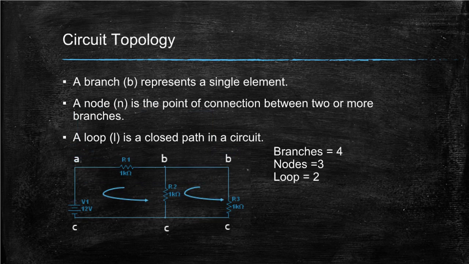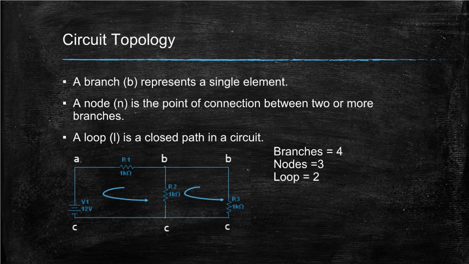All elements in a circuit can be rearranged in different ways. This is circuit topology. All circuit diagrams have branches, nodes, and loops. A branch represents a single element. A node is the point of connection between two or more branches. A loop is a closed path in a circuit.